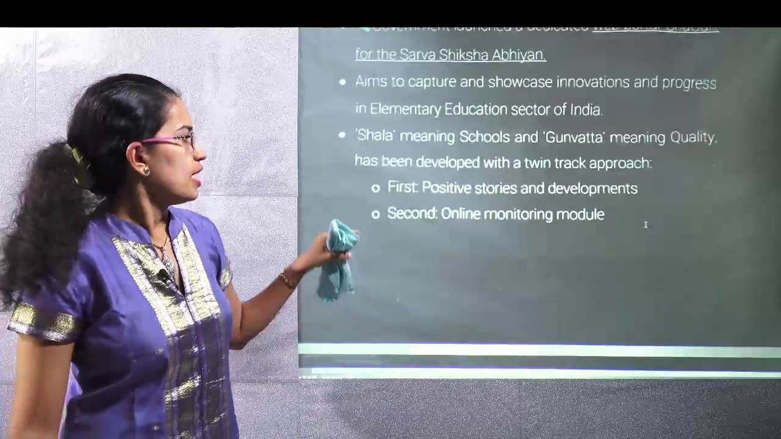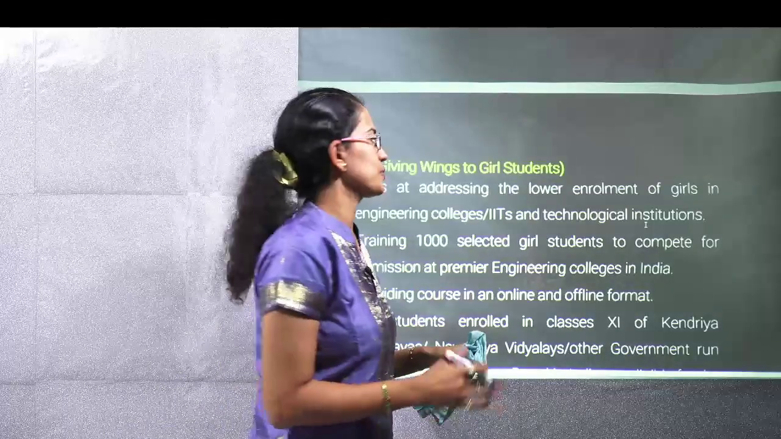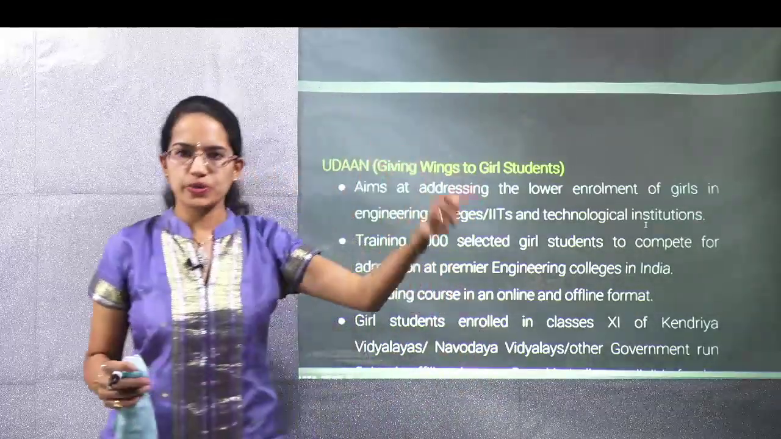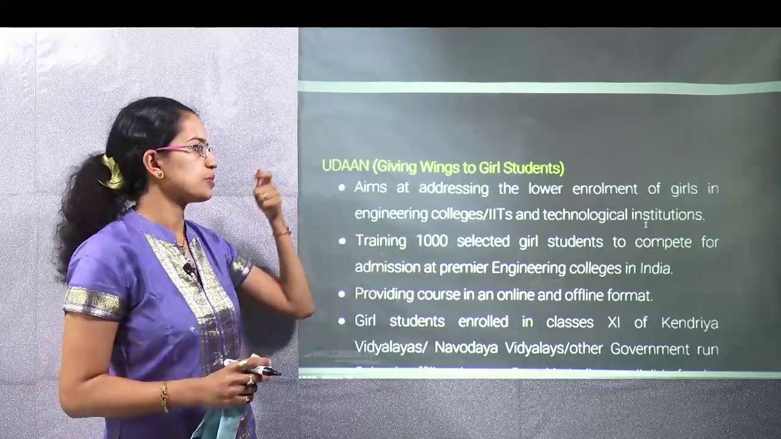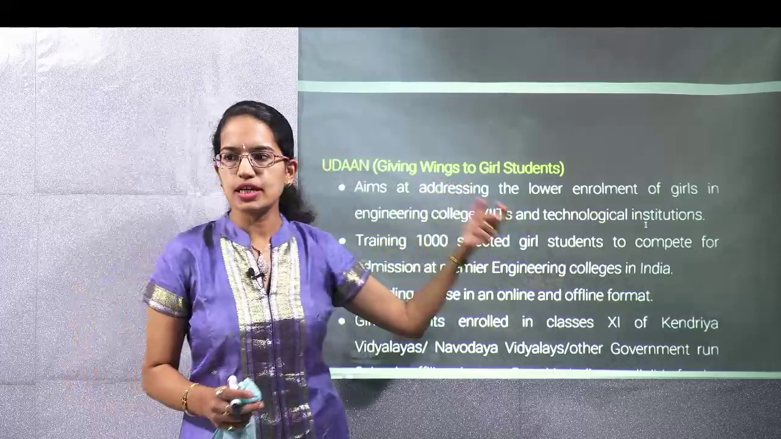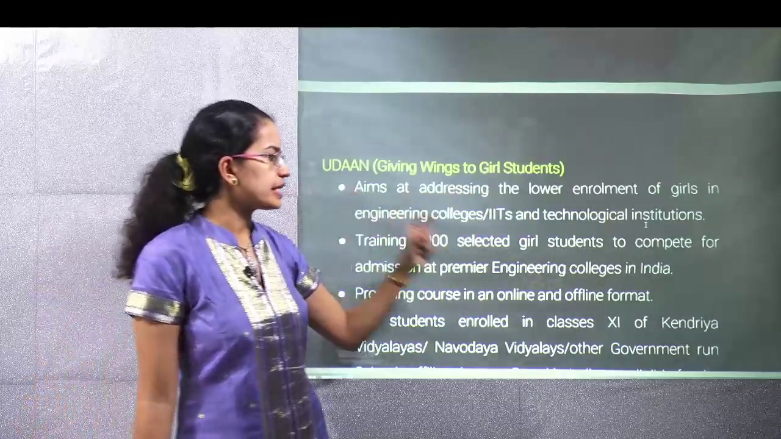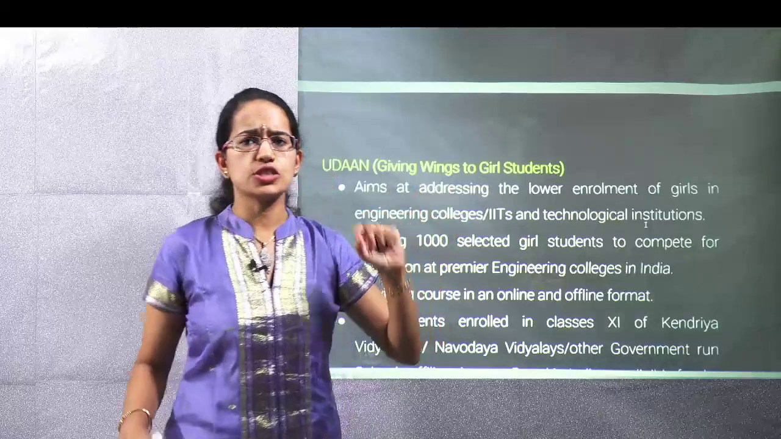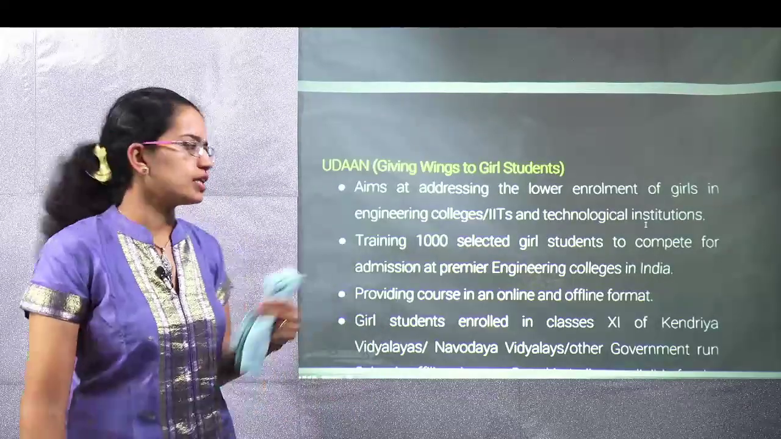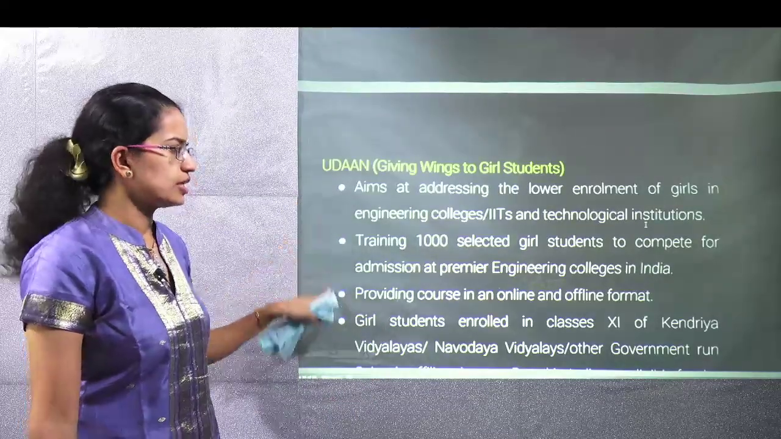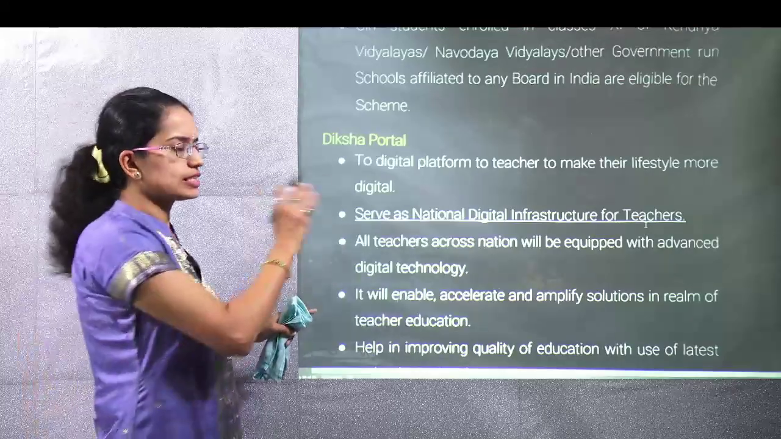The next is Udan. Now this is the third Udan scheme that we are referring to today. The first one talked about Ude Desh Ka Aam Nagrik, the second one talked about the employment opportunities in Jammu and Kashmir, and this is promoting girl education in the various fields. We are talking about the various engineering colleges and technical institutions where we are focusing on increasing the enrollment of girls. So 1,000 girls have been selected for admissions to various schools and colleges under this.